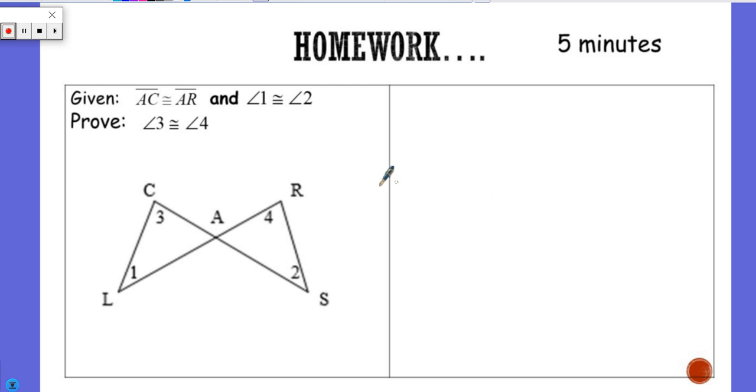Okay, hey guys, let's go ahead and talk about this problem for tonight. So we're going to have to write a proof. First thing I'm going to do is break my picture up, and then I'm going to mark what they told me to mark.